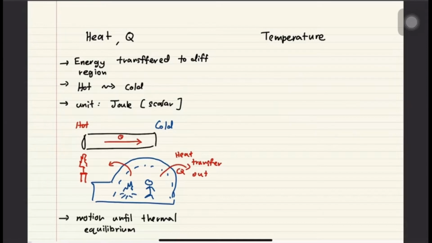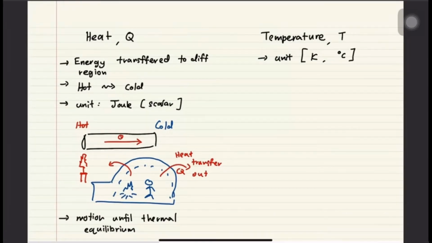Okay, temperature tu pula apa? Temperature tu sebenarnya adalah T. Okay. The SI unit will be Kelvin. Okay, kalau bukan Kelvin, kita pakai Celsius lah. Okay, it's still a scalar quantity. It is a quantity that measure hotness.